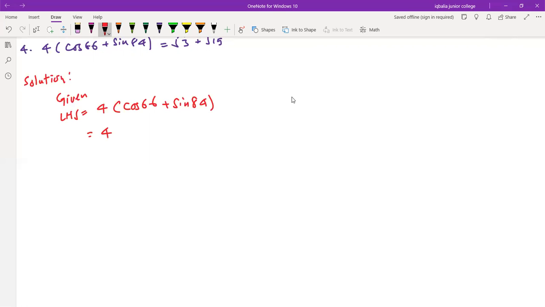So here I need to change sin 84. I am going to change it to sin of 90 minus 6, which is cos 6. Then I will have cos 66 plus cos 6. Okay, now I am able to use the formula of cos C plus cos D.